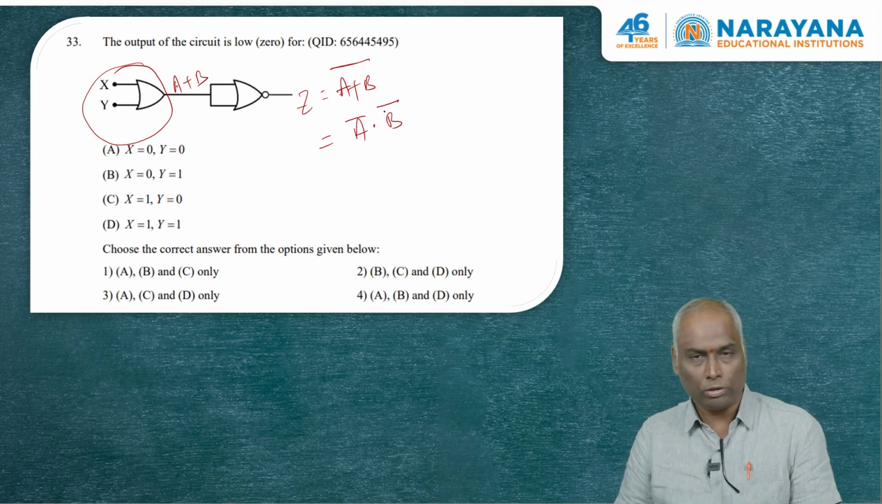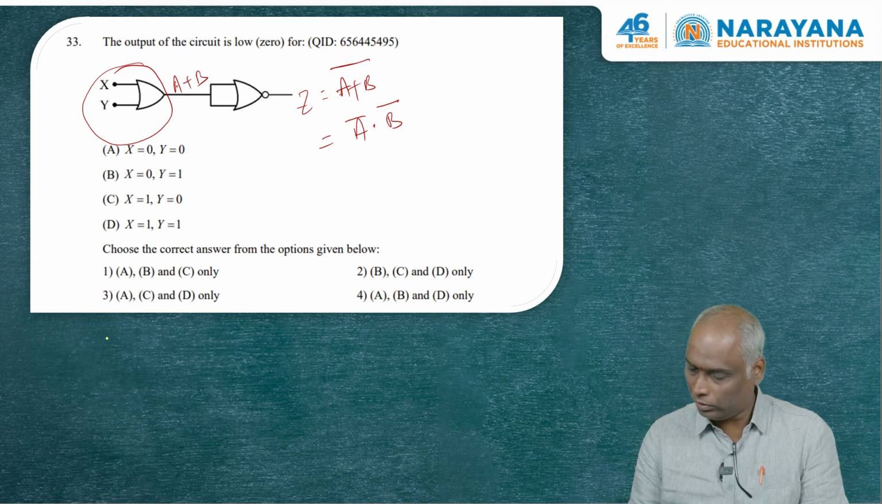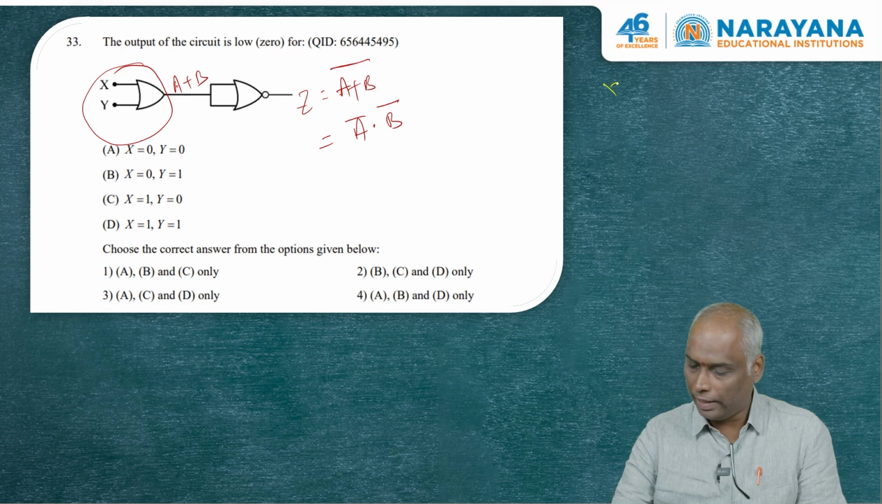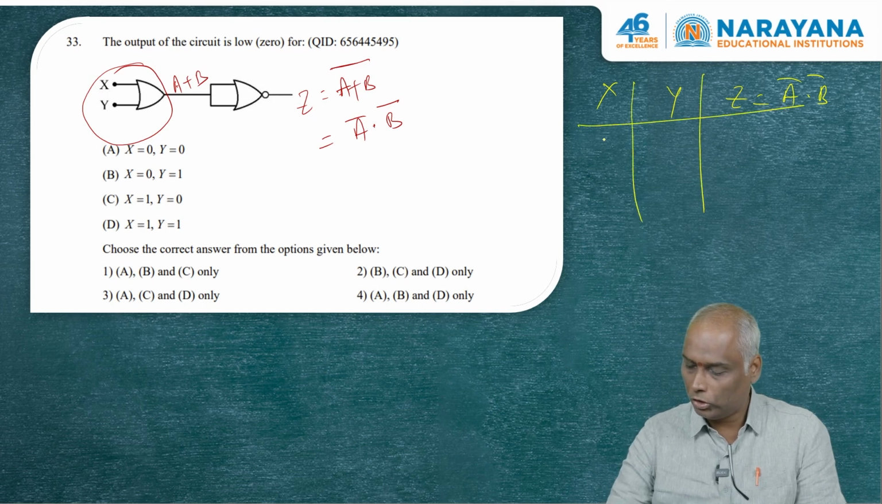So let us draw the truth table for this and let us see what output we are going to get. If you draw the truth table with x, y and z, the value of z is equal to A bar dot B bar. So when x is equal to 0, y is equal to 0, the value of z is going to be 1. When x is 0, y is 1, the value is going to be 0. 1, 0 will give 0. 1, 1 is also going to give 0.